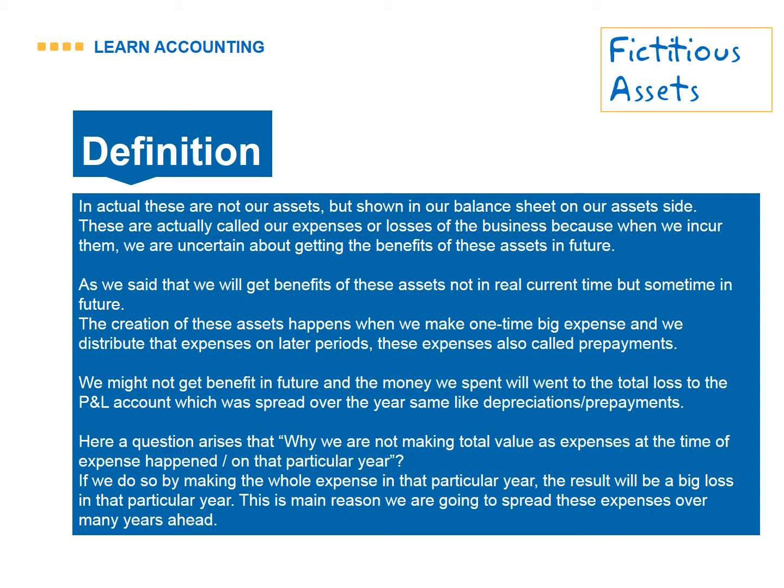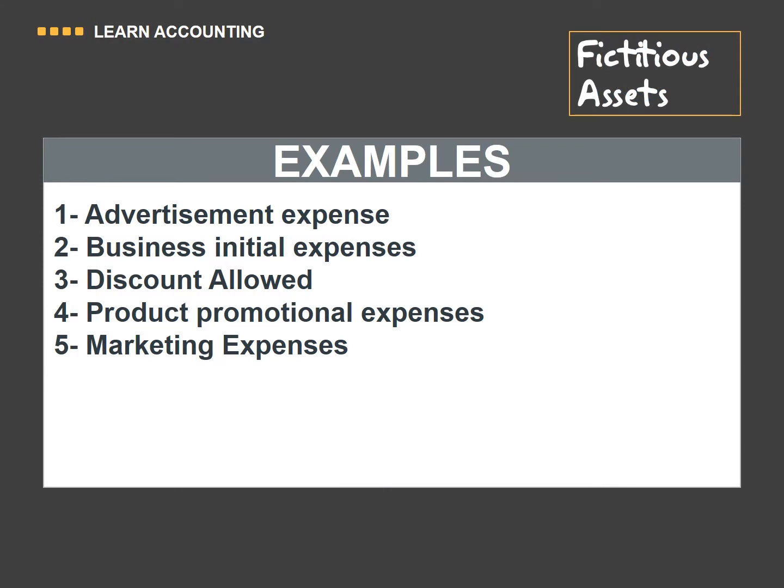Let's discuss the examples now. What are the examples? We can see advertisement expense. When we make an advertisement expense, we don't know what will happen, whether we will get customers or not. Business initial expenses: we don't know whether the business will work or not. Fictitious assets are those assets, expenses or losses about whose future benefits we are completely uncertain.